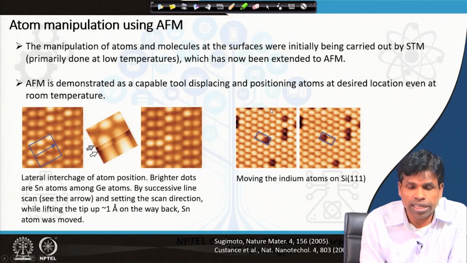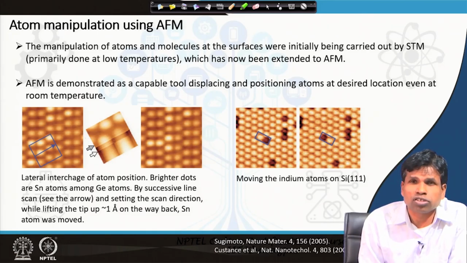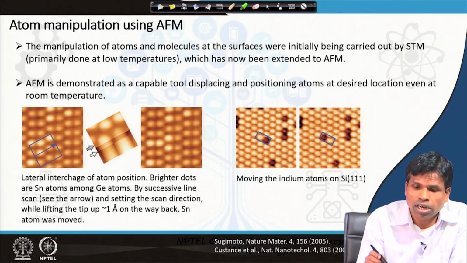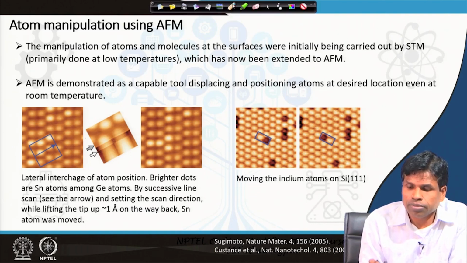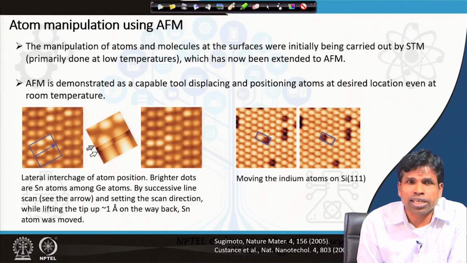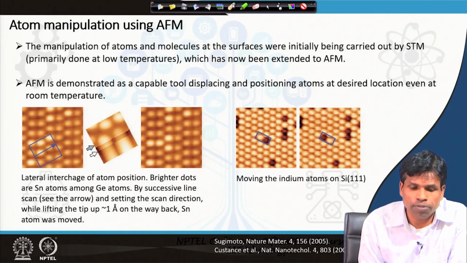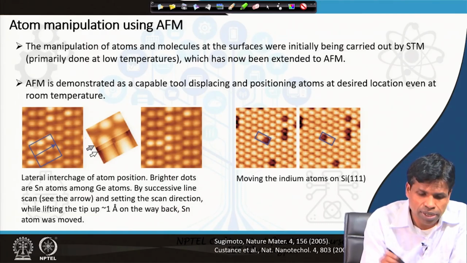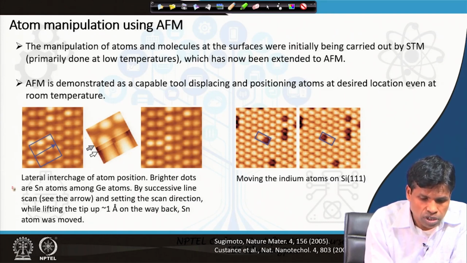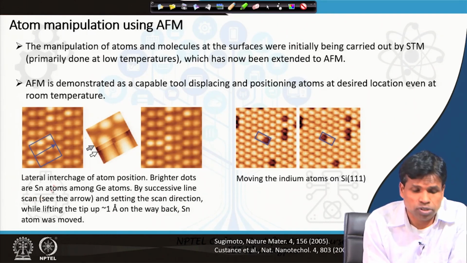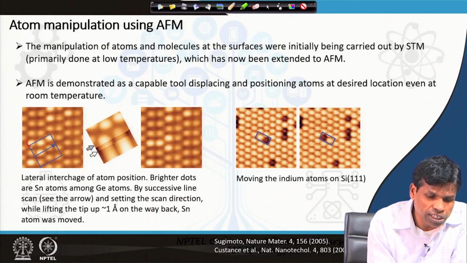Another example here, it is a complete flat surface with no chemicals involved. Here a very sharp AFM tip was taken, and that was used to displace an atom on the surface. The example is given on a germanium sample on which there are tin atoms. The brighter dots here are the atoms of tin. These are tin atoms.